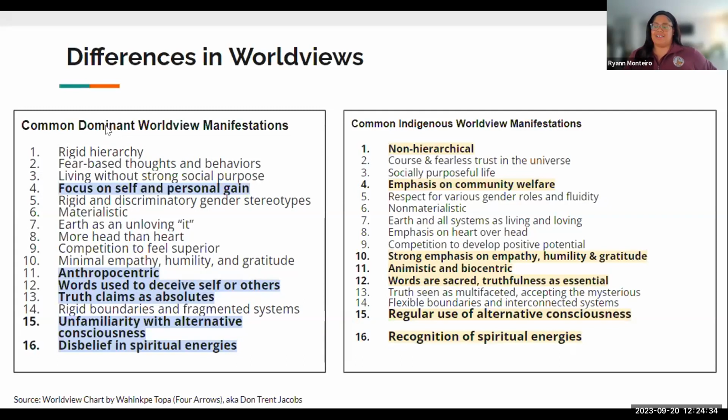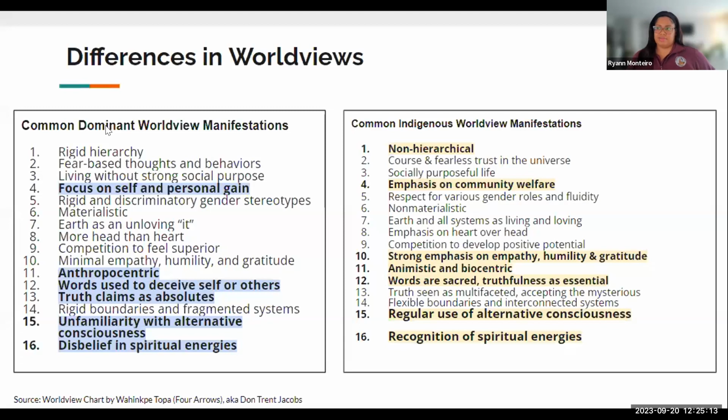Common dominant worldview manifestations focus on self and personal gain, when we start talking about capitalism, things of that sort. Anthropocentric, being human-centered, things are in service to me. Words used to deceive self or others. We talk all the time about how treaties are broken, how the sacredness of someone's word and keeping your word has been lost in Western society. Truth claims as absolutes, unfamiliarity with alternative consciousness, or disbelief in spiritual energies.